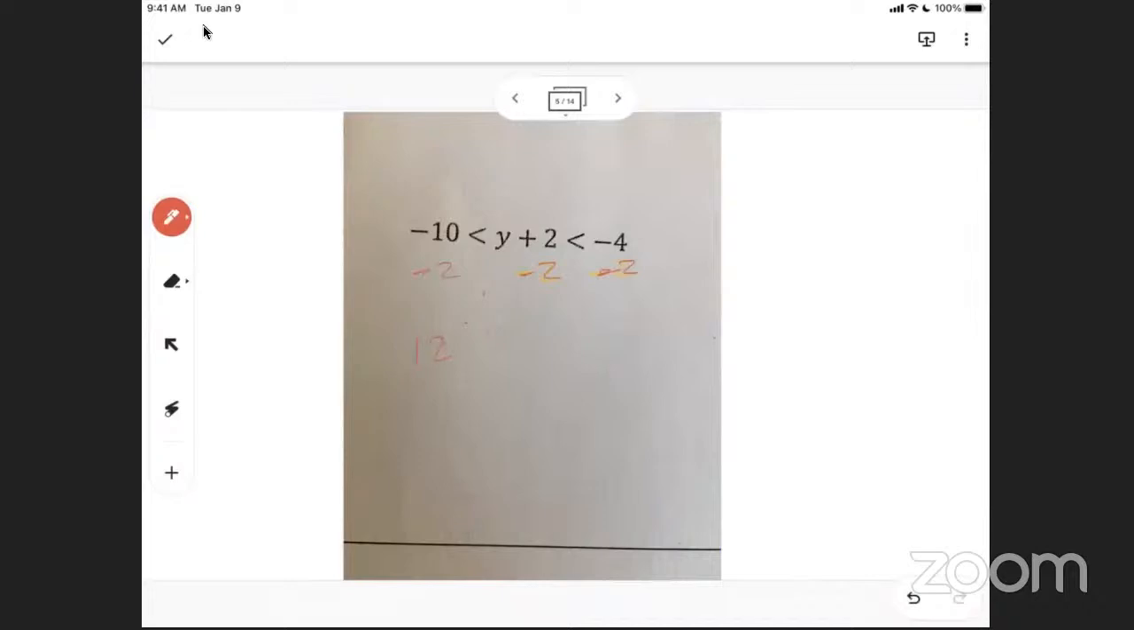Oh, no, negative 12. Yeah, it's got to be a negative 12. Good. And what's in the middle? It's going to be just y. And what's on the right? And then that's negative 6. Negative 6. Done. Good job.